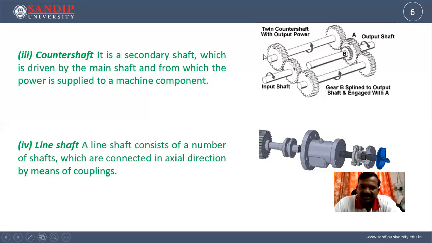So it is similar to the counter shaft type, but in the counter shaft they are not in one line. Input and output are in one line as shown in sketch A, and the counter shafts are parallel to that. But in the case of a line shaft, all the intermediate transmission lines will also be on the same axis. So that's why it is called a line shaft.